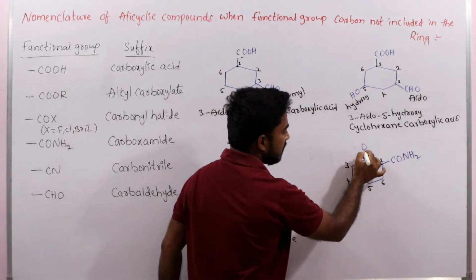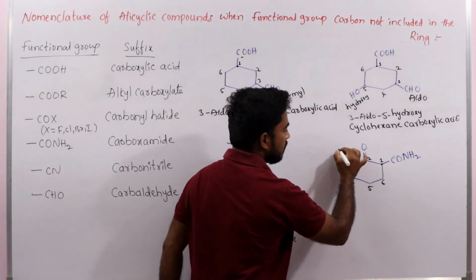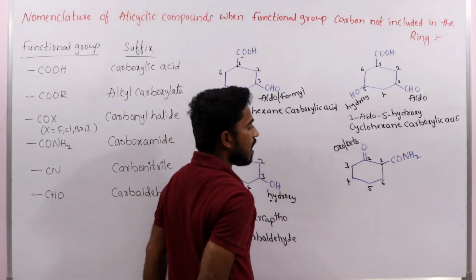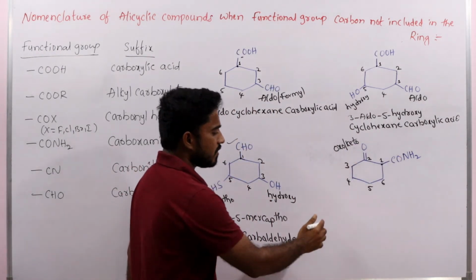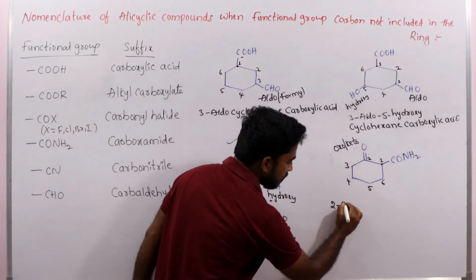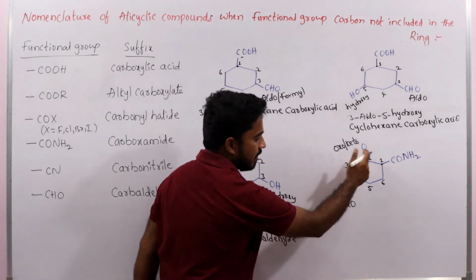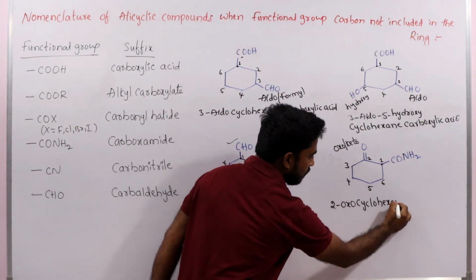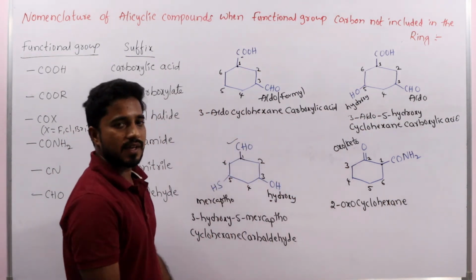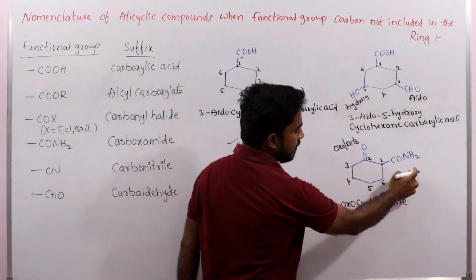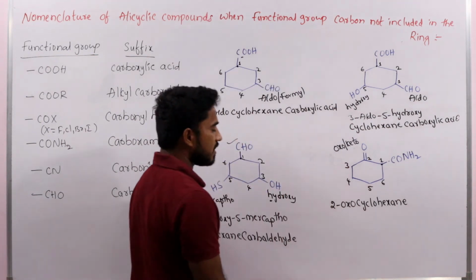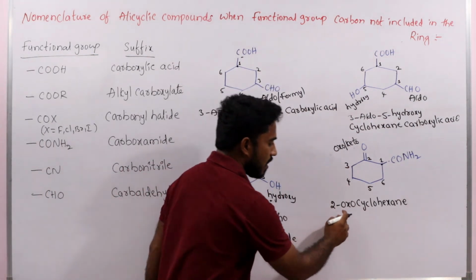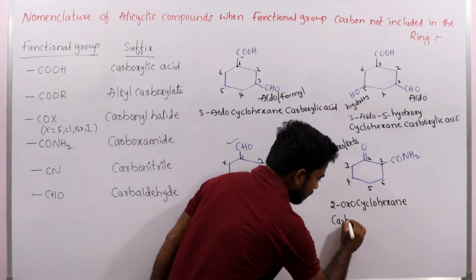When a ketone is a substituent, then we have to use the prefix oxo or keto. Oxo or keto. So here I am using oxo. Here 2-oxo. Cyclohexane is a ring. 2-oxo cyclohexane. Okay, the main functional group is acid amide. That's why which suffix we have to use? Carboxamide we have to use. 2-oxo cyclohexane carboxamide.